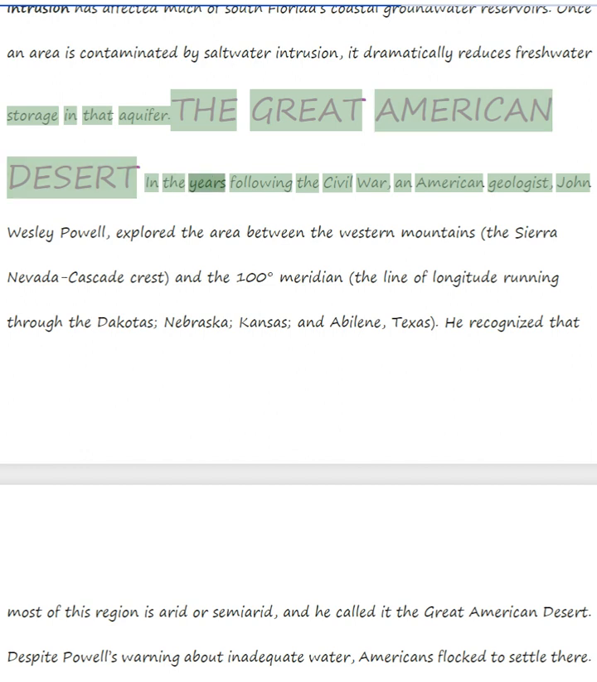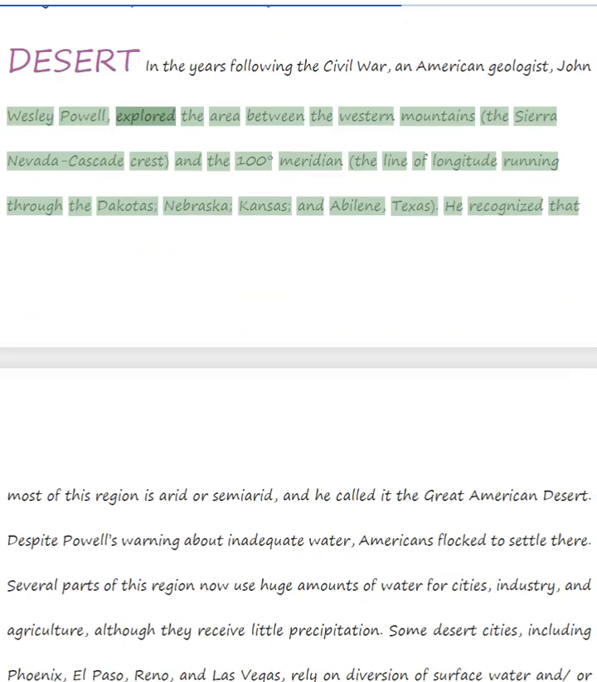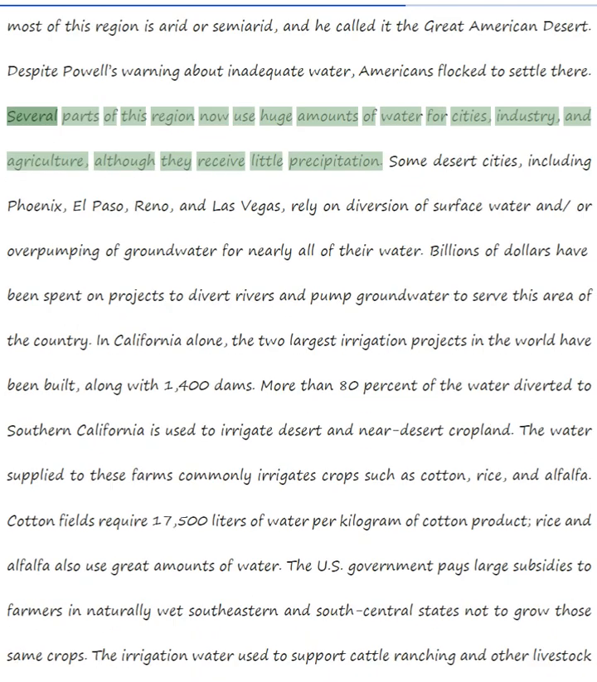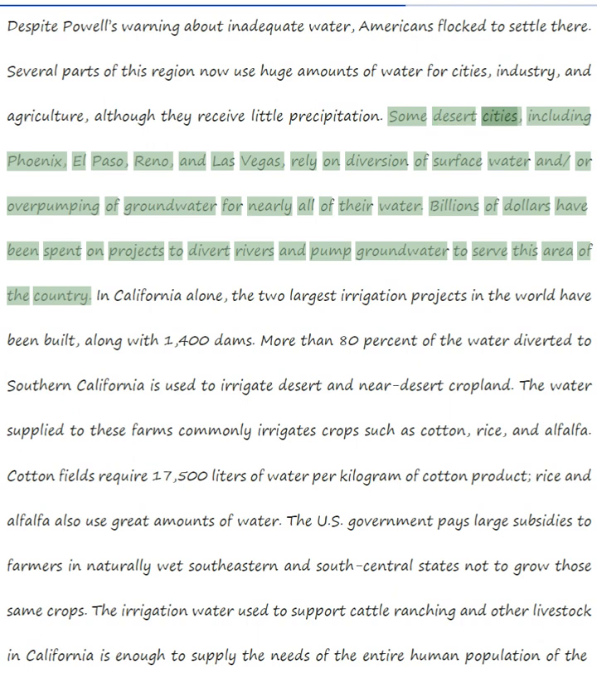The Great American Desert. In the years following the Civil War, an American geologist, John Wesley Powell, explored the area between the Western Mountains and the 100 degrees meridian. He recognized that most of this region is arid or semi-arid, and he called it the Great American Desert. Despite Powell's warning about inadequate water, Americans flocked to settle there. Several parts of this region now use huge amounts of water for cities, industry, and agriculture, although they receive little precipitation. Some desert cities, including Phoenix, El Paso, Reno, and Las Vegas, rely on diversion of surface water and/or overpumping of groundwater for nearly all of their water.